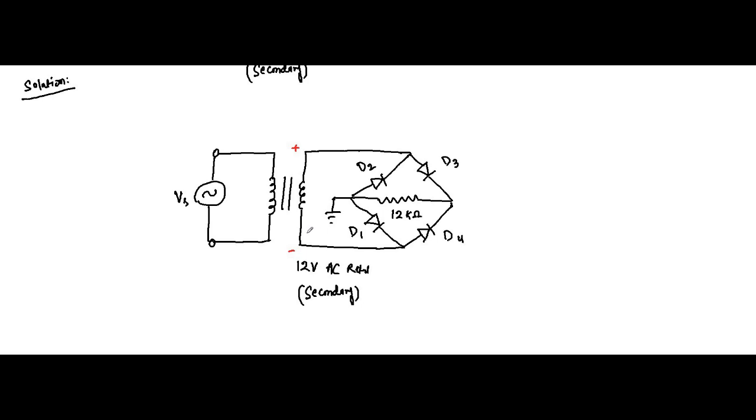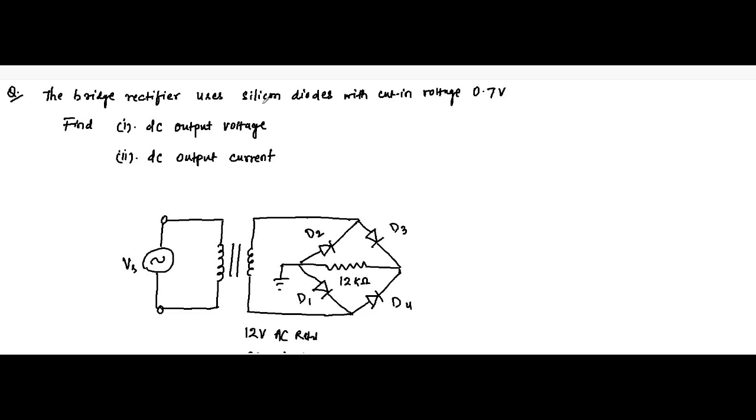So now the maximum value of the secondary winding voltage, which will be the maximum value for the rectifier circuit, as it is a bridge type rectifier, is 12 into root 2, which is equal to 16.97 volts.